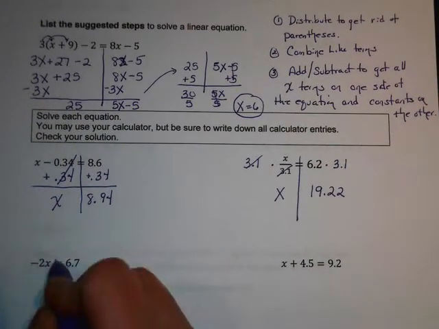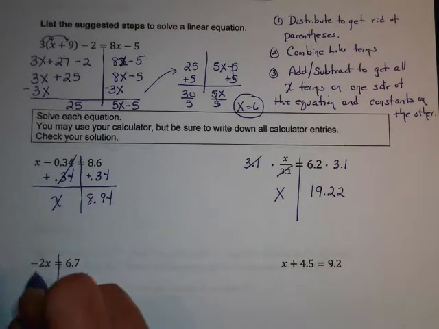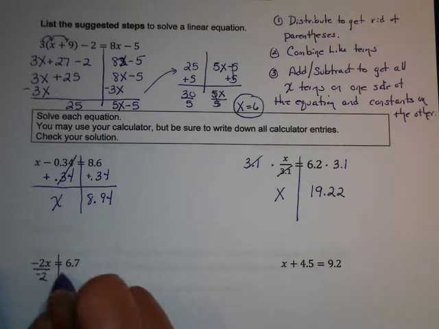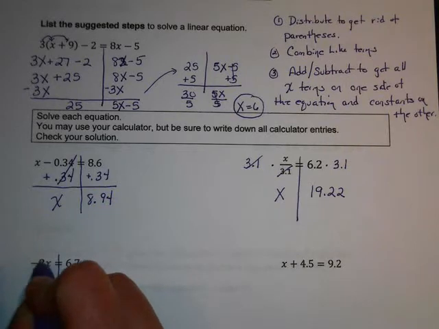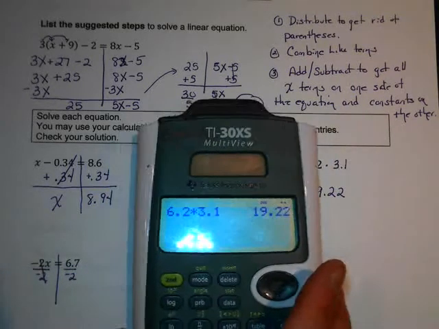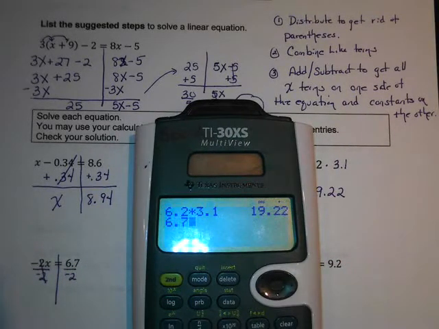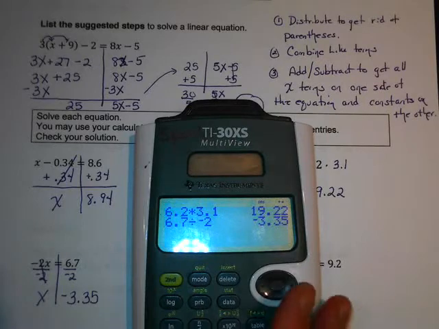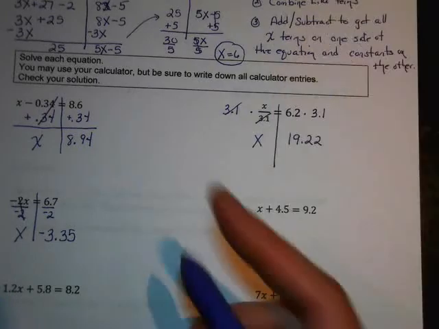So how do we undo multiplication? To undo multiplication, we divide. Okay, 6.7 divided by -2. Looks like x is going to be -3 and 35 hundredths. What do you think? This isn't too bad, right?